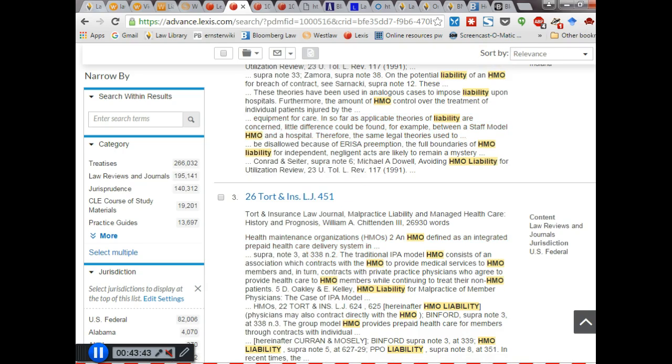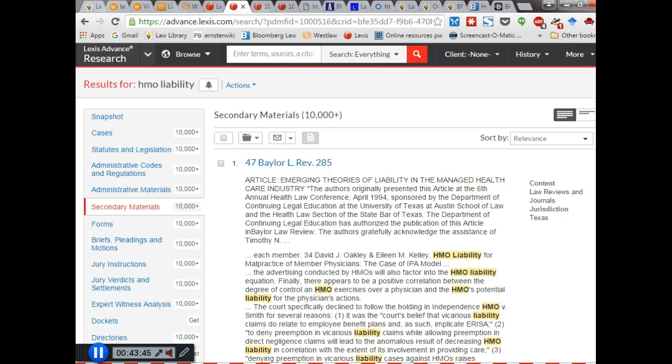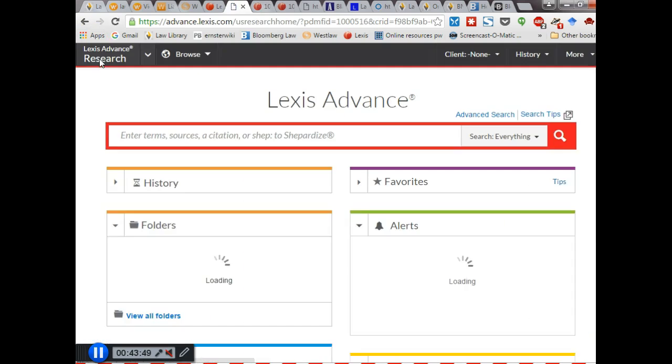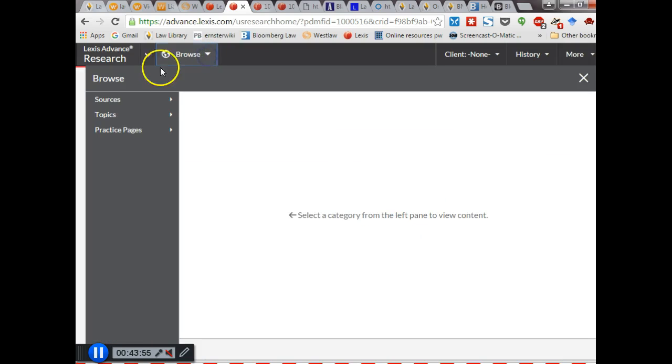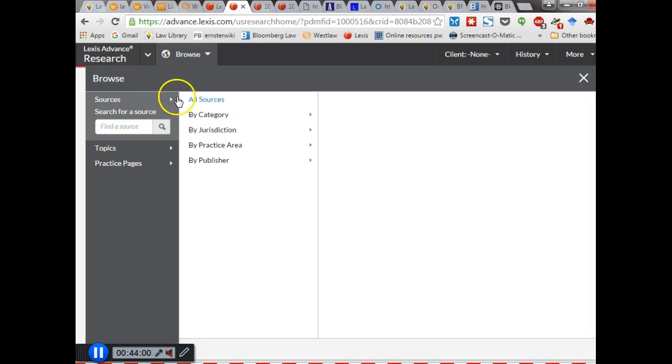And so that's one way to get to these materials on Lexis Advance. The other way, for now, until they change the screen as I described, will be under this Browse menu where you can go to Sources. And then you can either browse by jurisdiction or by category, or you can just search. And we'll go over this again when we talk about treatises.